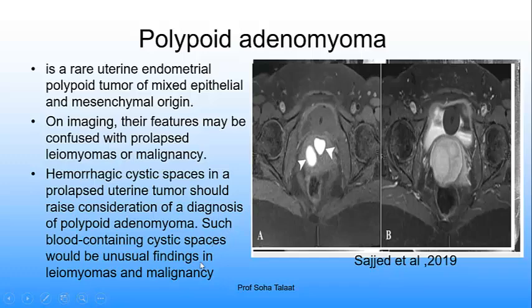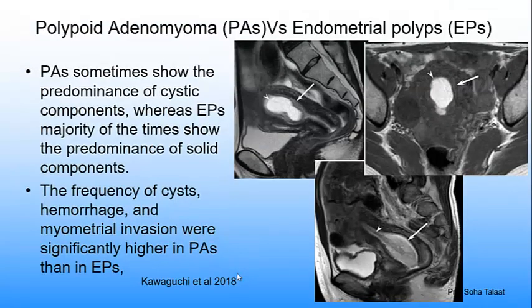if there is red degeneration in a fibroid, or malignancy, may also cause blood in a pedunculated lesion. So we have to see all the multiparametric MRI in this lesion, whether there is enhancement or not, in order to diagnose polypoid adenomyoma from the more common leiomyoma or malignancy in the postmenopausal age group.